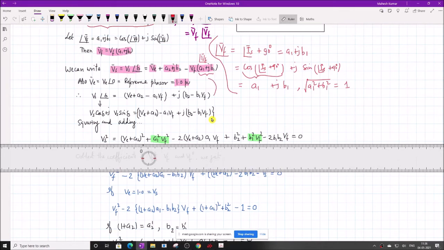So again, we simplify this. So BS angle delta becomes BL plus A2. We collect the real and imaginary coefficients. So A2 will join with BL because this is the reference phasor. So BL plus A2 minus A1 BF, this will come from the real component, and plus J B2 minus B1 BF. This is the next BF component. So this is the real part total, and this is the imaginary part total.